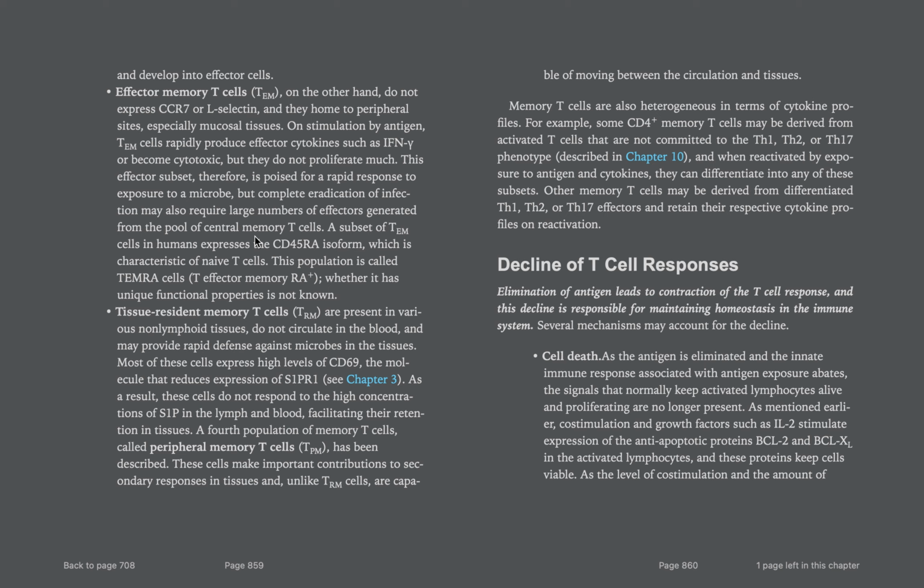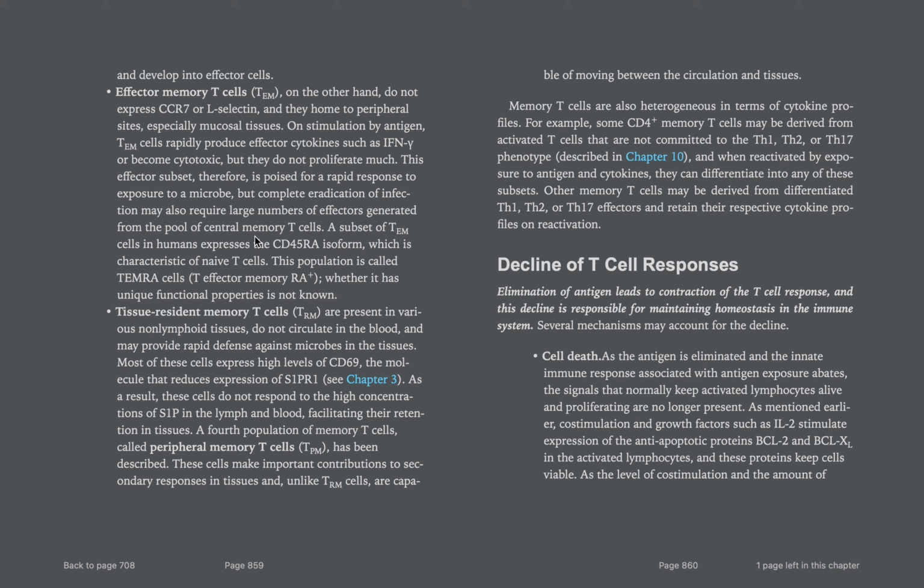Most of these express high levels of CD69, a molecule that reduces expression of S1PR1. As a result, these cells do not respond to high concentrations of S1P in lymph and blood, facilitating their retention in tissue. A fourth population of memory T cells called peripheral memory T cells has been described. These cells make an important contribution to the secondary response in tissue, and unlike tissue resident cells, are capable of moving between circulation and tissue.